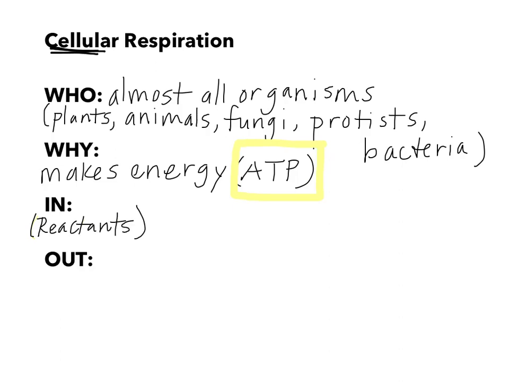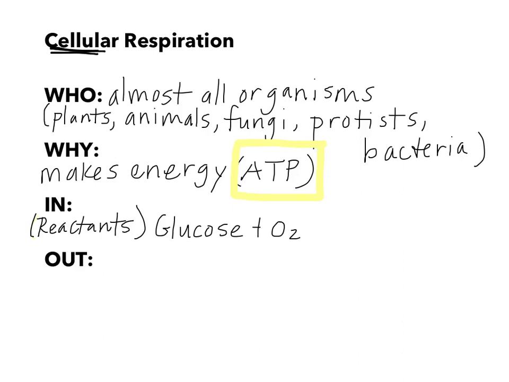And the ins in cellular respiration are actually the outs, or the products, of photosynthesis. So what did photosynthesis make again? It made some glucose and it made some oxygen. So those are the reactants, or the starting products, we need for respiration.